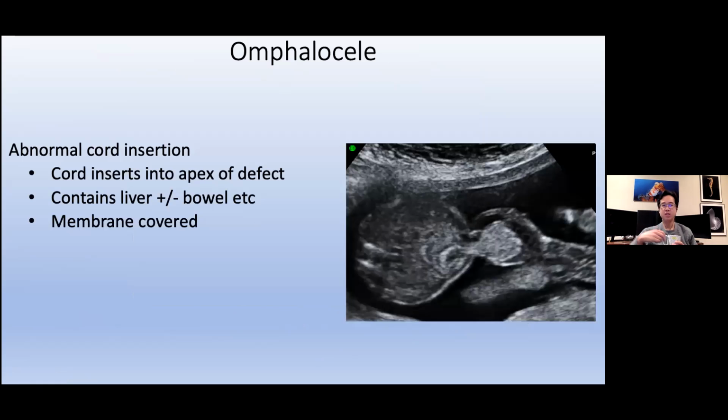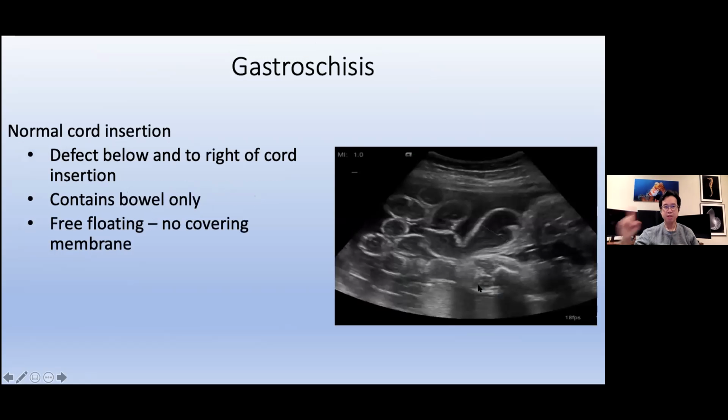Okay, the omphalocele. So the omphalocele, the cord insertion is abnormal. So the cord actually inserts at the apex of the defect. So it can also contain bowel and liver, and it's covered by a membrane. So that's important. So it's in the midline. Here's the cord insertion. There's this mass sitting in the abdominal wall that contains a little bit of bowel, and there's some fluid there.